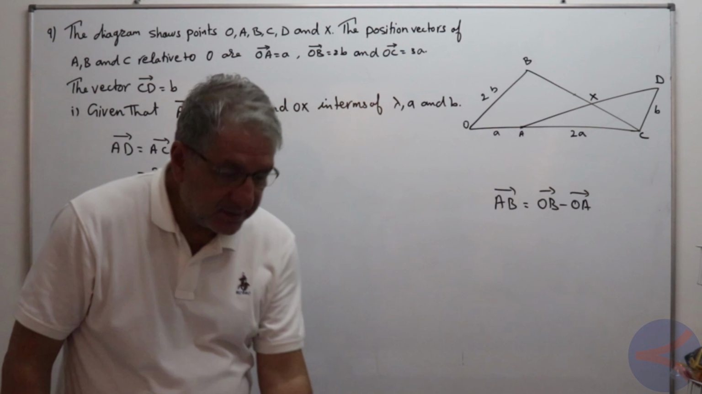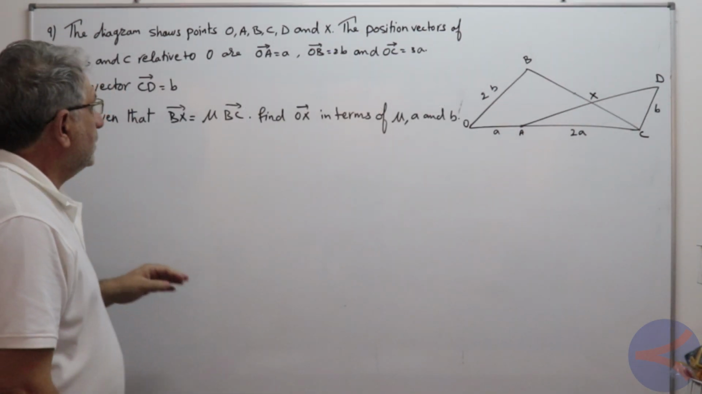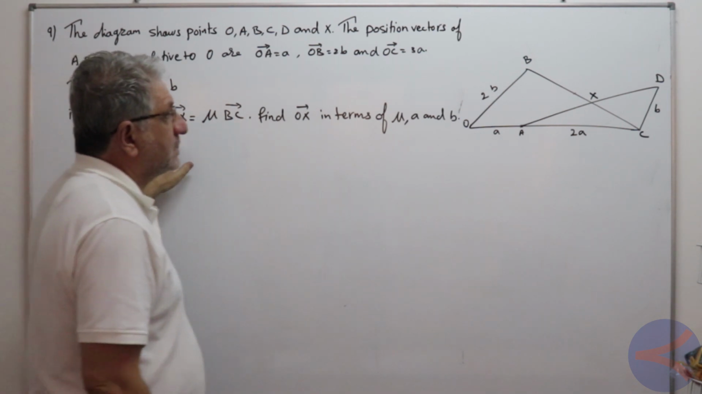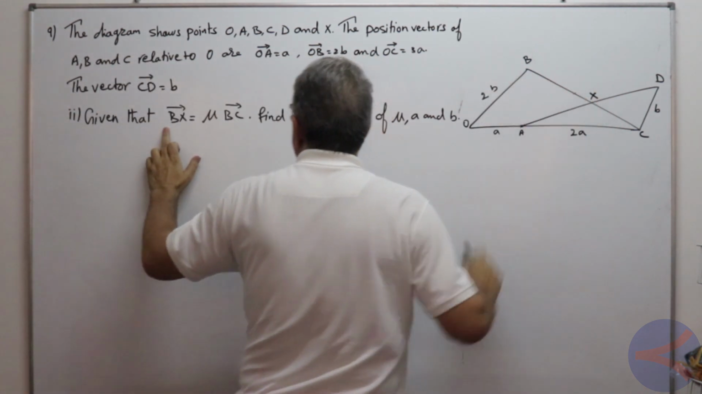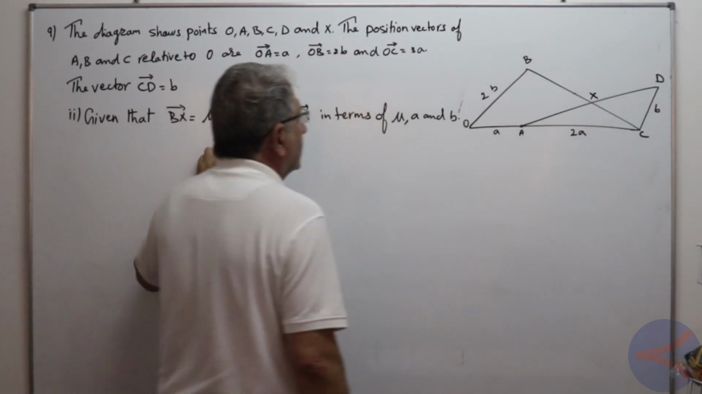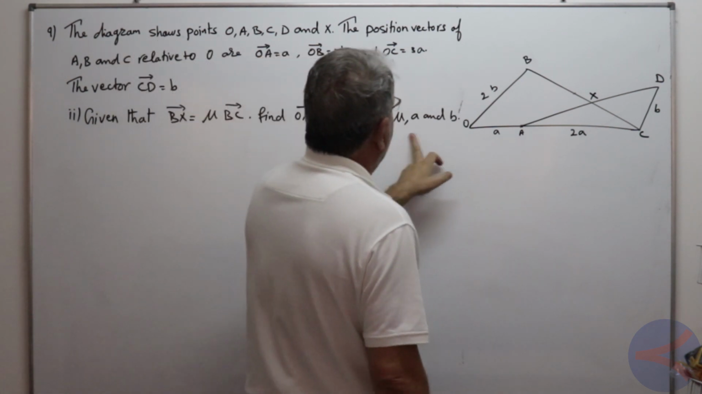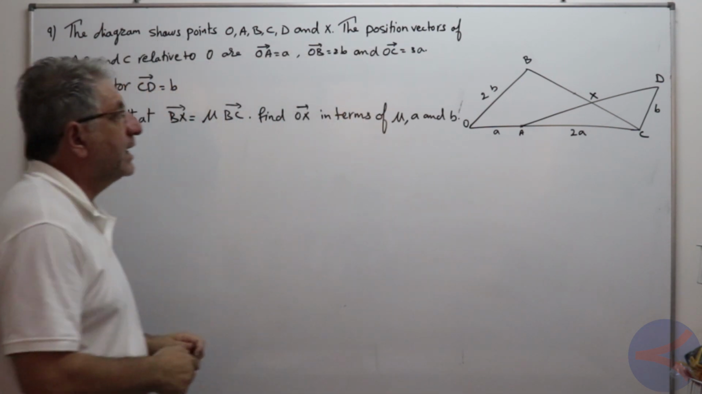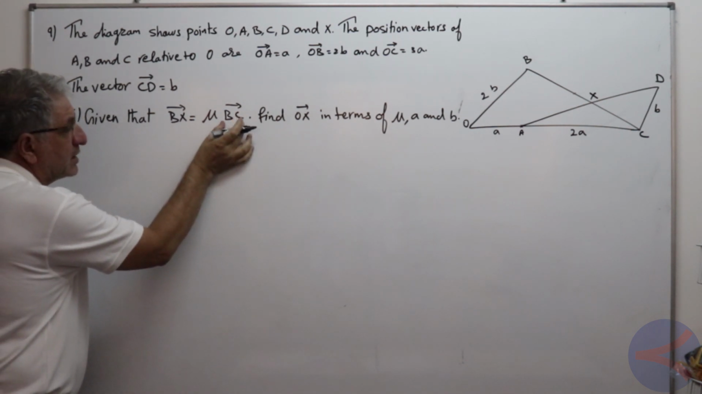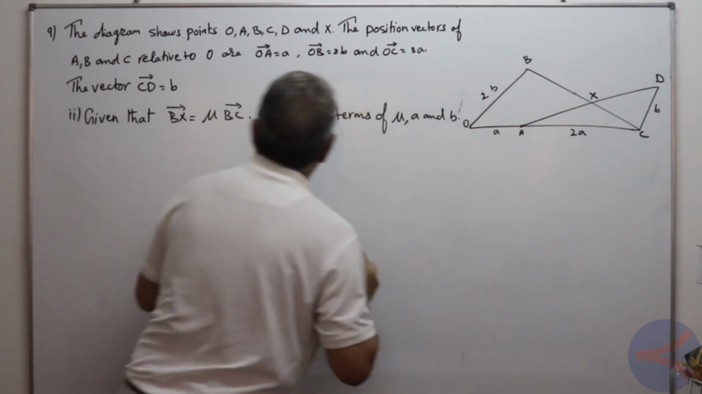Now we go for the second part of the same question. The second part of the question is given that BX is mu times BC. Now he's asking us to find OX in terms of mu, a, and b. I'm going to do the same thing. First, let me find BC.